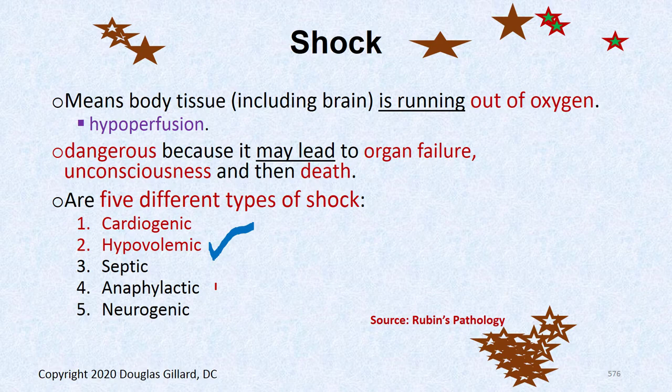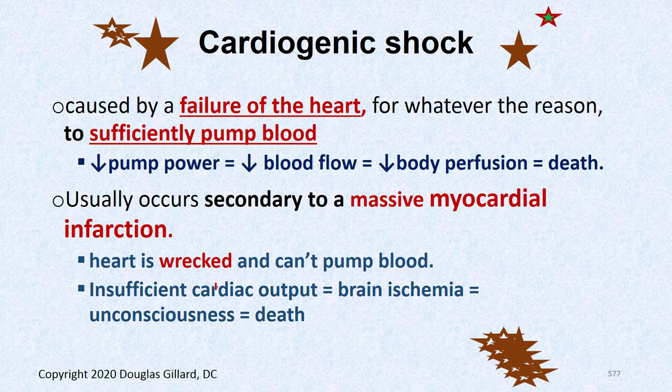And neurogenic shock, we won't talk about that one. Actually, we're just going to talk about a couple. Cardiogenic shock is caused by a failing heart for many different reasons. But the bottom line, your ejection fraction, the blood coming out of the heart, it just isn't enough. You have decreased blood flow, decreased perfusion, and death. In that order, usually occurs secondary to a massive myocardial infarction that knocks out your left ventricle, and you can't pump blood anymore.